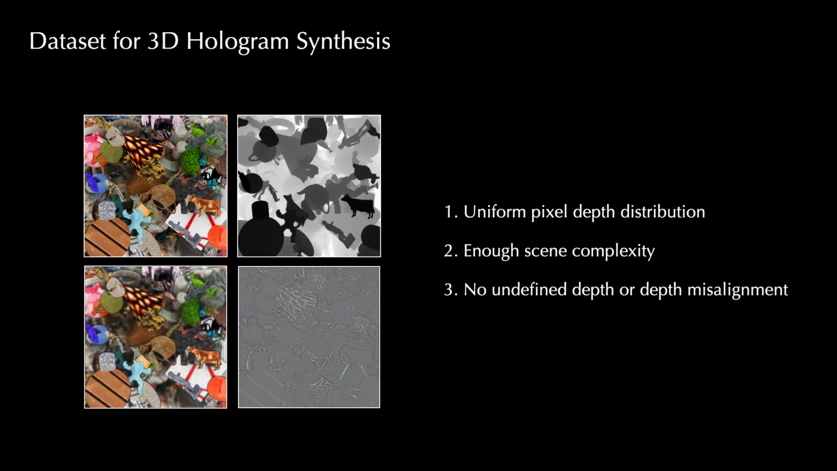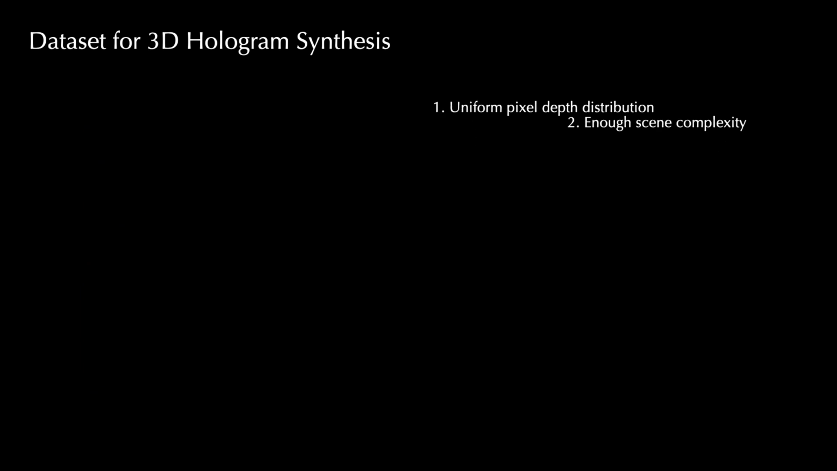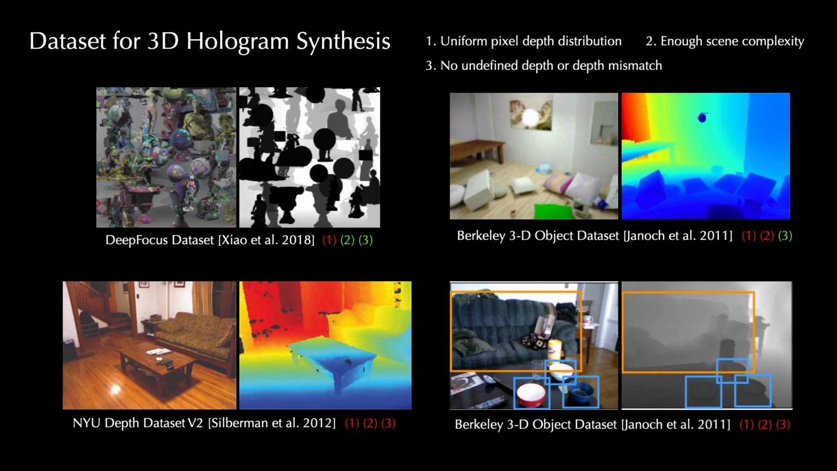To train the CNN, we need a dataset with RGBD images and paired holograms. To learn true 3D holograms, we require the scene to be sufficiently complex and the pixel depth to be distributed uniformly across the 3D volume with no undefined depth values or depth misalignment. However, none of the existing RGBD datasets satisfy all of these requirements, so we created a custom random scene generator.